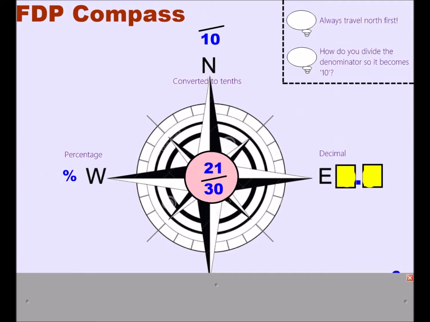Let's do another one. This is 21/30ths. We're going to do the same thing again. How do we go from 30 to 10? And if you're getting the hang of this, you'll find quite quickly that you've got to divide by 3. Then I've got to also divide the numerator, the 21, by 3. And 21 divided by 3 is 7. So 21/30ths is the same as 7/10ths, which you should be able to quickly convert into 0.7 as a decimal and 70% as a percentage.